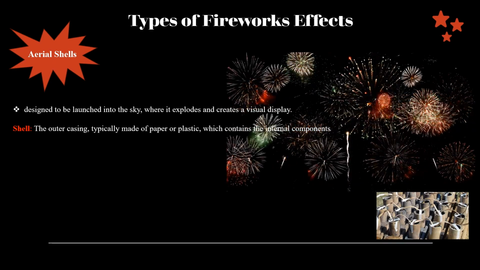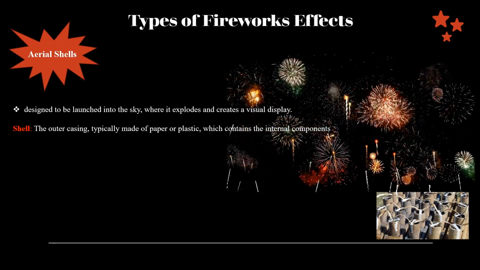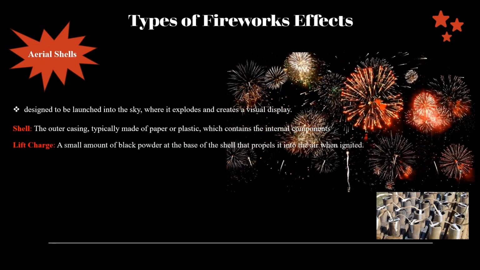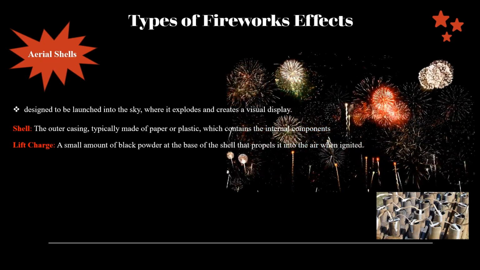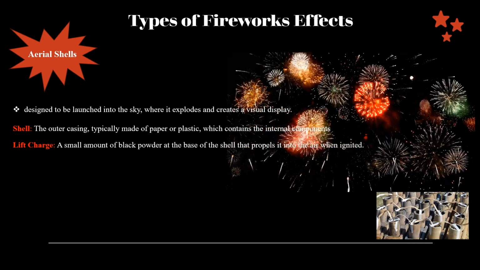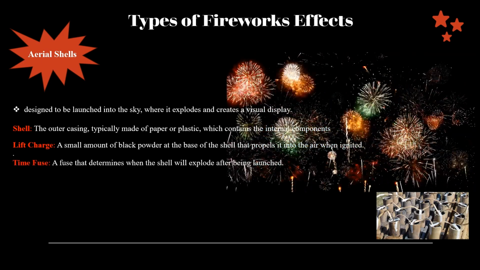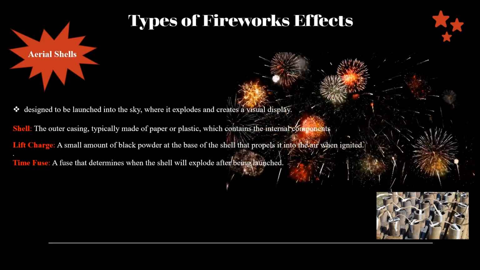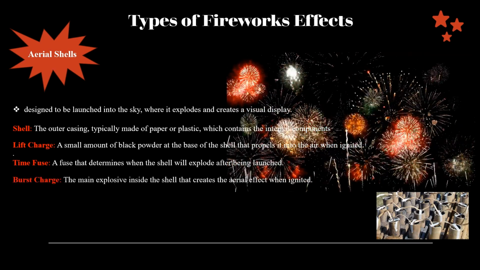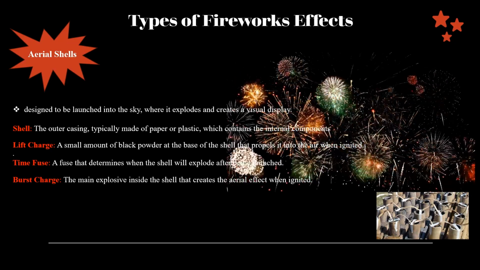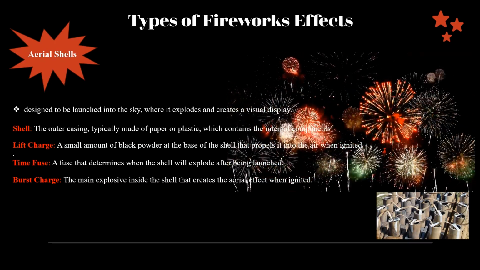The first is the shell. The shell is the outer casing that is typically made of paper or plastic, which contains the internal components. Lift charge. There is a small amount of black powder at the base of the shell that propels it into the air when ignited. Time fuse. A fuse that determines when the shell will explode after being launched. Burst charge. The burst charge is the main explosive inside the shell that creates the aerial effect when ignited.